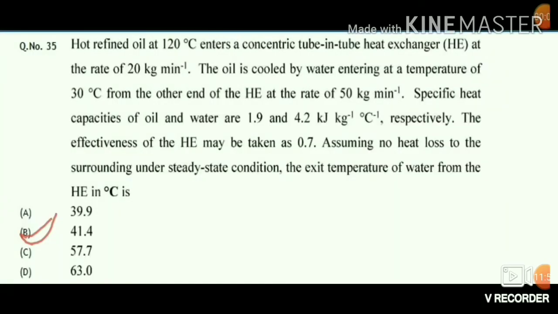Here is the next question, based upon the concept of heat exchanger. An oil at 120 degree centigrade, at the rate of 20 kg per minute, is entering and is cooled by water entering at a temperature of 30 degree centigrade at the rate of 50 kg per minute, and the specific heat of oil and water is given, and the effectiveness of the heat exchanger is given.